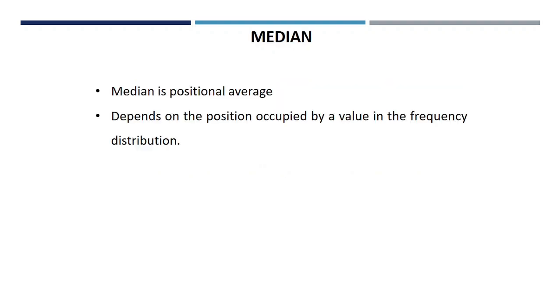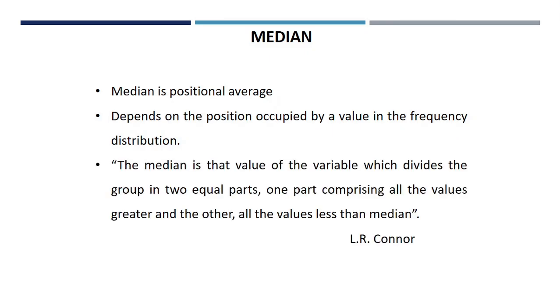Median is a positional average and its value depends upon the position occupied by a value in the frequency distribution. According to L.R. Connor, the median is that value of the variable which divides the group in two equal parts, one part comprising all the values greater than and the other all the values less than the median.